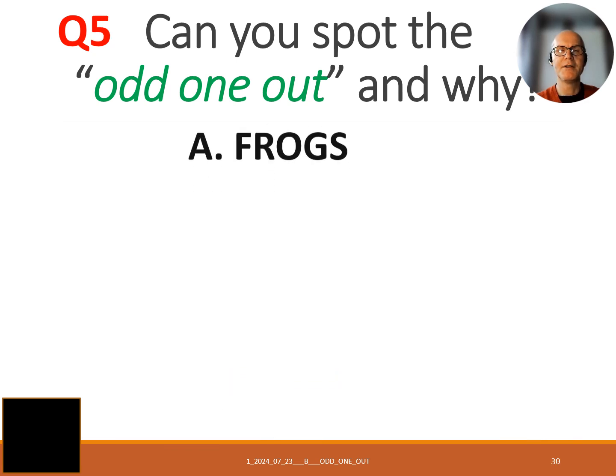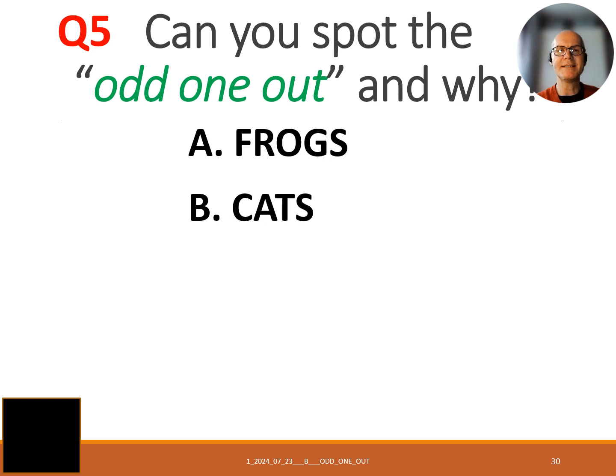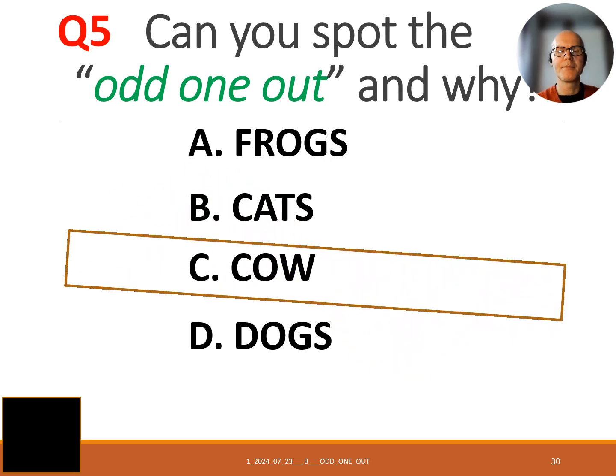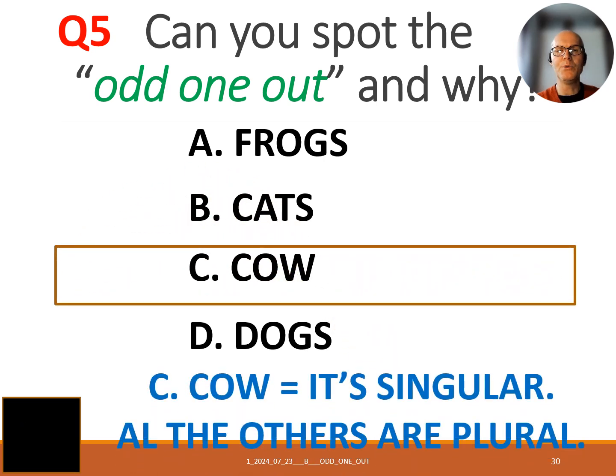Question 5. Frogs, cats, cow and dogs. What was the odd one out here and why? It's cow, because cow is singular. Frogs, cats and dogs are plural words. They mean more than one.